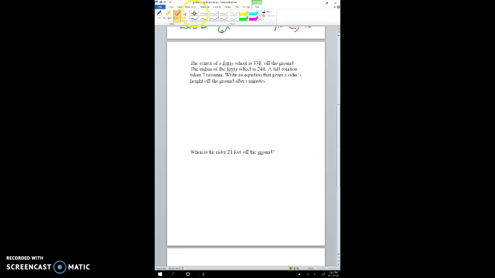Okay, so in this situation, the center of the Ferris wheel is 33 feet off the ground. The radius of the Ferris wheel is 24 feet. A full rotation takes 7 minutes. Write an equation that gives the rider's height off the ground after t minutes. So let's just graph this situation.